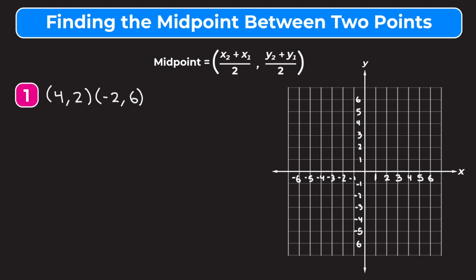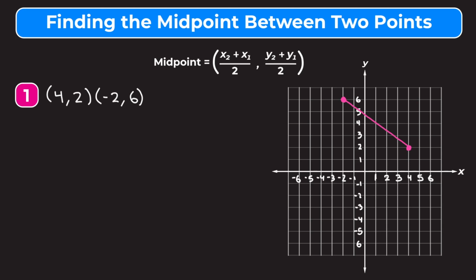So if we take a look at example 1, we want to find the midpoint between the points (4, 2) and (-2, 6). So what I'm going to do first is actually plot these 2 points. So I'm going to plot (4, 2) right here, and (-2, 6) is right here. And I'm going to draw a line between them just so we understand we're trying to find the middle of this line segment. And now you guys may be able to see just visually where the middle is, but I'll show you guys how to find it if you can't really tell.